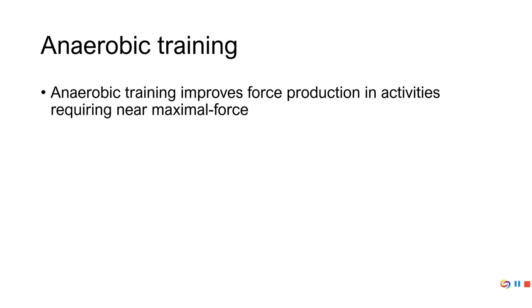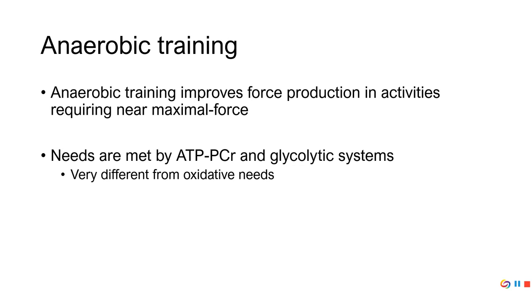All right, so anaerobic training is a type of training where you're looking to improve your force production, and you do this by doing activities that require near maximal force. So basically anything that I don't do. When it comes to anaerobic training, it shouldn't be a surprise that the energy systems you're relying on are the ATP, PCR, and glycolytic systems, because these are short, very intense bouts of exercise, whereas the oxidative system takes a little while to ramp up, and by the time it's ramped up, you're already done doing anaerobic activities.